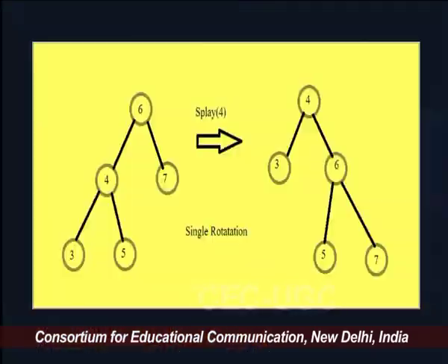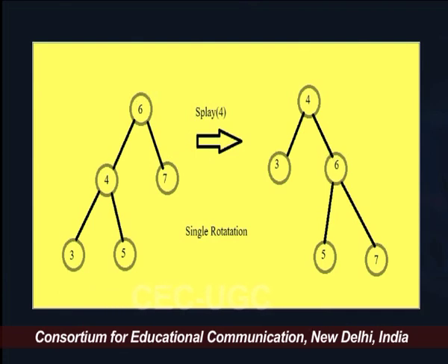Here you can see a figure given on the screen. Here I am going to Splay 4. When I say Splay 4, that means I am going to perform a splaying operation, which is nothing but a rotation operation on the node having element 4. After this rotation you can see that 4 is now the new root of the tree. So 4 has taken the position of 6, which was the root earlier.